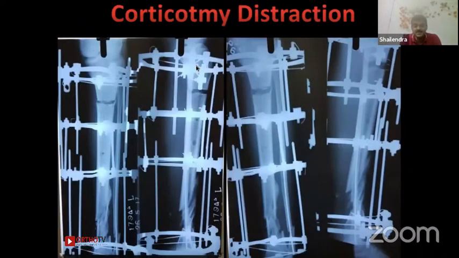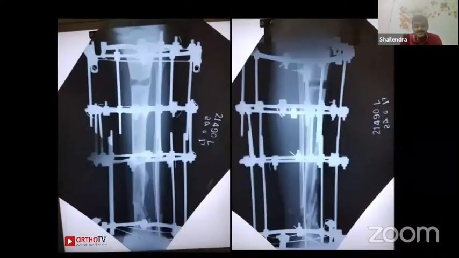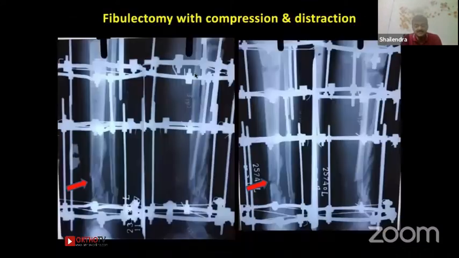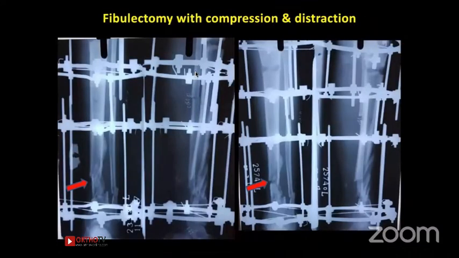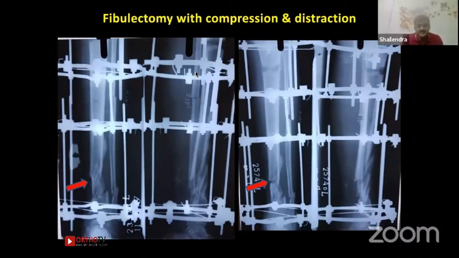This is distraction at the corticotomy. There is no gap between the bone ends. The bone ends are approximated, but there is no sign of union at the docking site. So what to do? The third method is the accordion method. We compress at the docking site, then distract and compress at the lower end fracture ends. Then the process of callus formation starts.